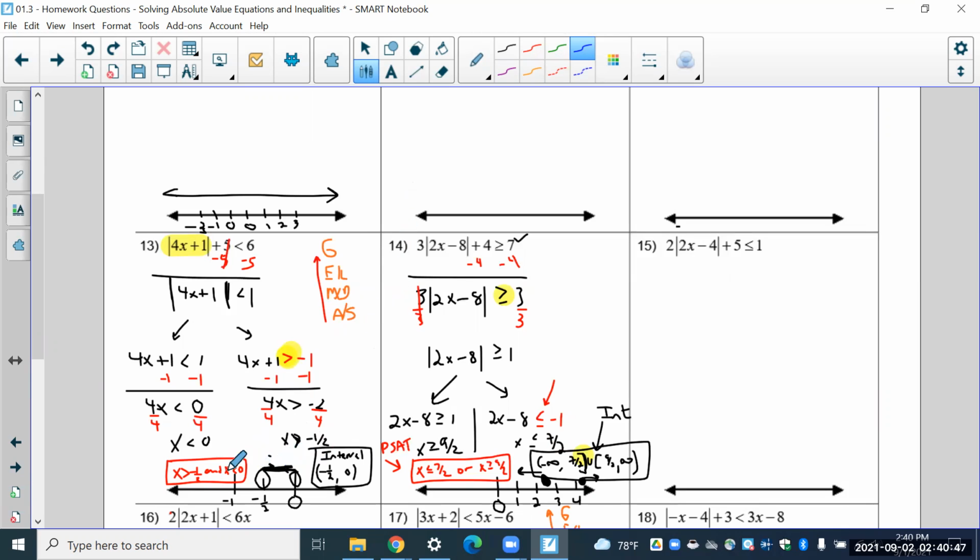And then we have our answer, which is an and. So again, not in order. It's not okay to put an and between these two things. You got to put it in order: -1/2 is less than x and x is less than 0.